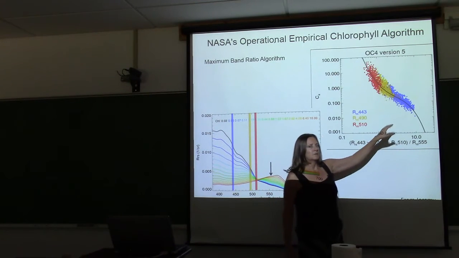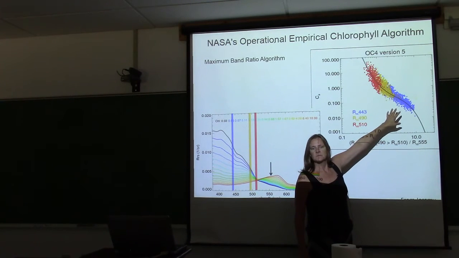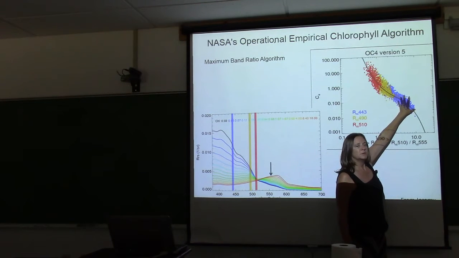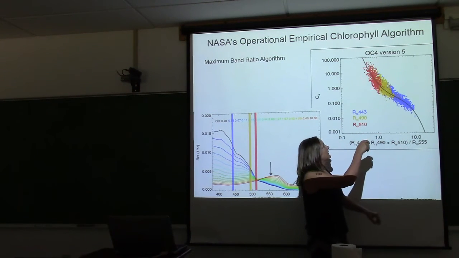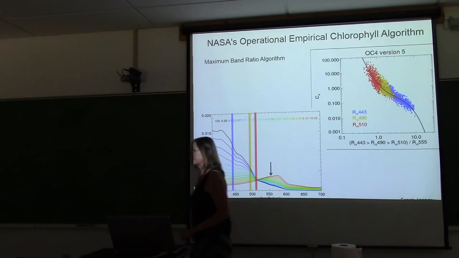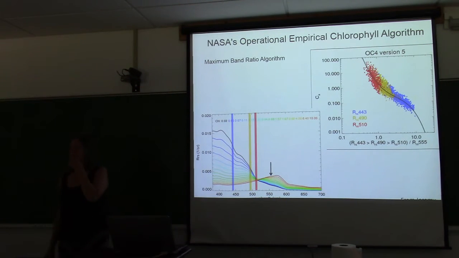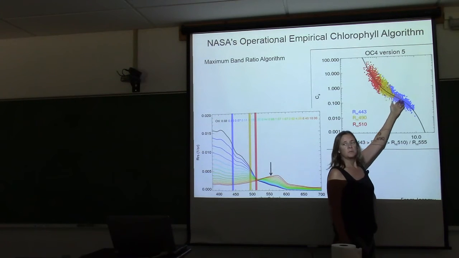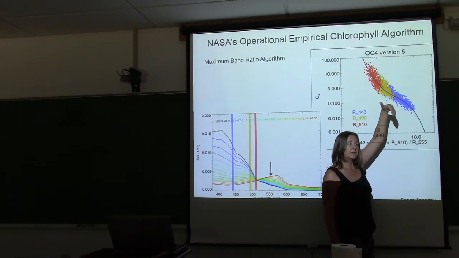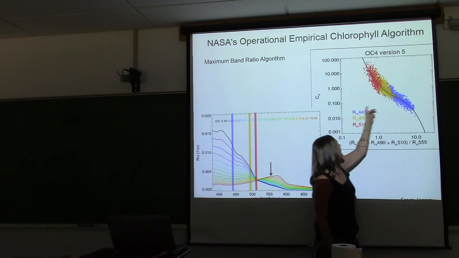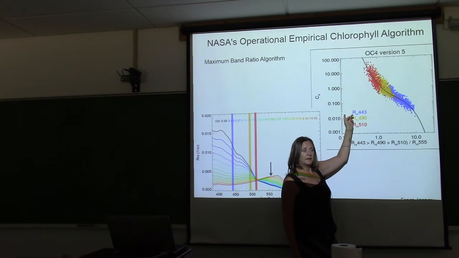And so does this make sense to you? That all of the bluest ratios are here and the greenest ratios are here? Does that make sense? Why? Open ocean will have bluer waters. The maximum ratio will be a very strong blue radiance relative to green. Those are these very high ratios, and those are the very low chlorophyll values.